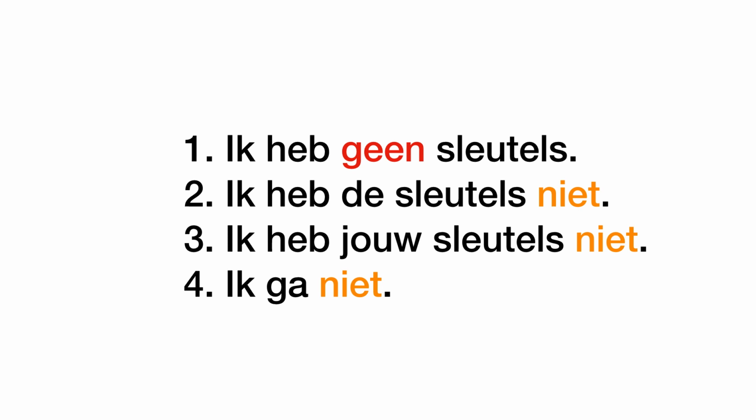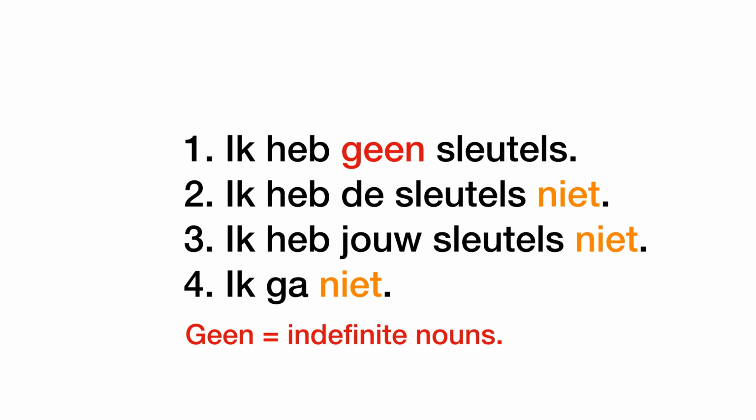Now, what is the difference between those 4 sentences? In the first sentence, we have a noun, and the noun is sleutels. And sleutels is in this case an indefinite noun, because we're not talking about specific keys here. We are not talking about the keys, or my keys, or your keys. It's just keys, sleutels. If you want to use a negation for an indefinite noun, you use geen. An indefinite noun doesn't have an article like de or het.